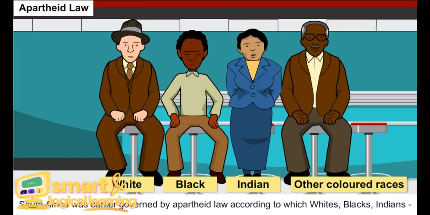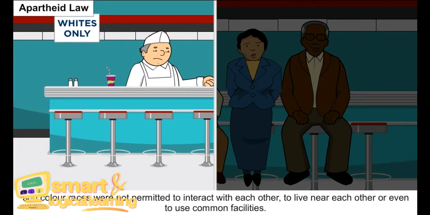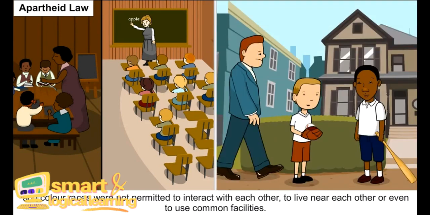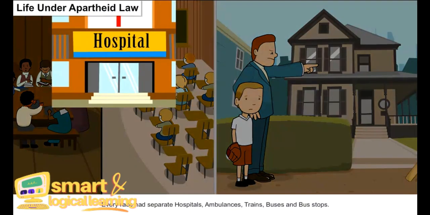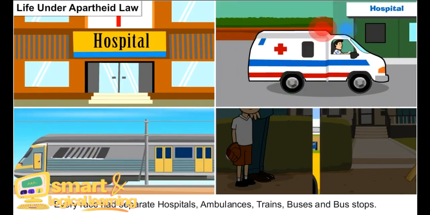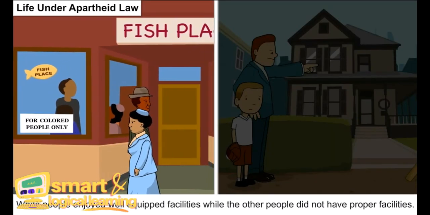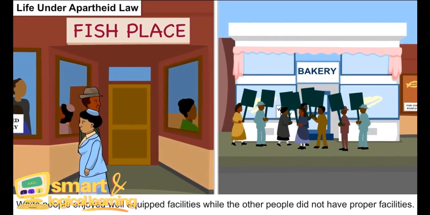South Africa was earlier governed by apartheid law, according to which whites, blacks, Indians, and colored races were not permitted to interact with each other, to live near each other, or even to use common facilities. Life under apartheid law. Every race had separate hospitals, ambulances, trains, buses, and bus stops. White people enjoyed well-equipped facilities, while other people did not have proper facilities.